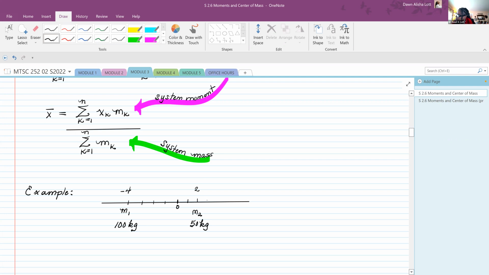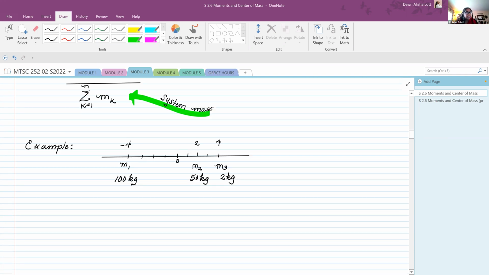And then I'm going to put a mass at 4. That's going to be M3, and it's only going to be 2 kilograms. It's going to be a really light mass. We need to find x bar. Okay, so the first thing we can do is sum the masses. So M is the sum of the masses.